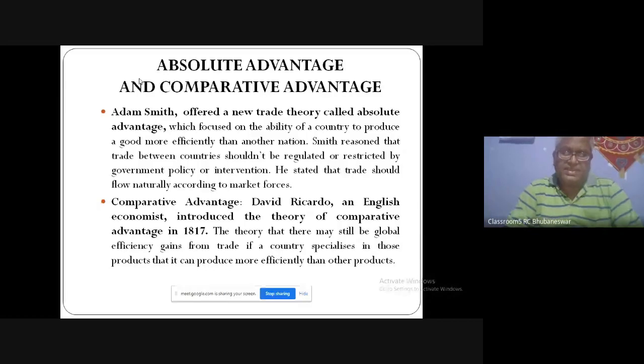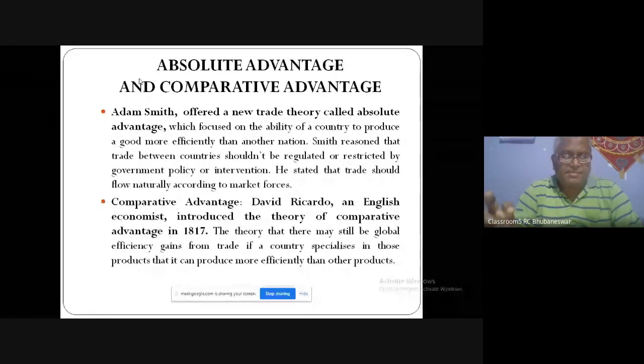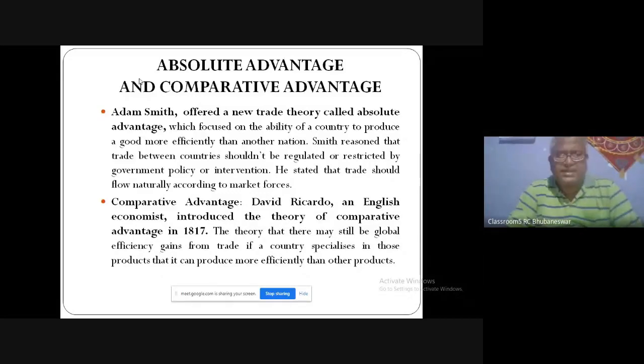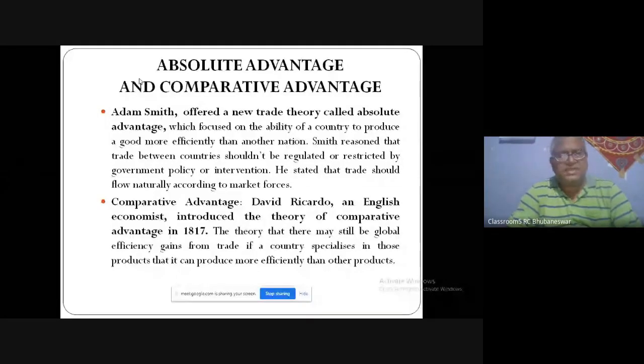Absolute advantage means the ability of a country to produce goods more efficiently than other nations. One country has a good type of product it produces, and that should not be regulated or restricted by government agencies, and market forces are not the focus in this type of study. That study is called absolute advantage. Absolute means the absolute ability of a country to produce goods more efficiently than another nation.